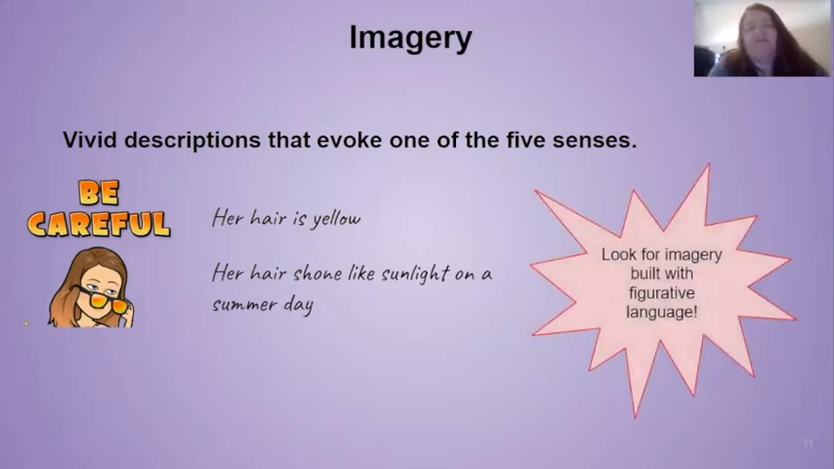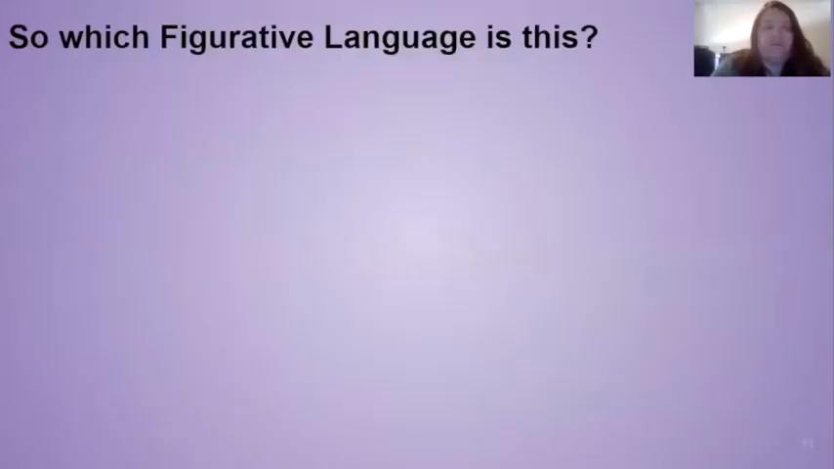You're looking for imagery built with figurative language. That's really what teachers are looking for when they are engaging you in discussion about imagery, not just something so literal like her hair is yellow. You have to go beyond the literal. So which figurative language is this?